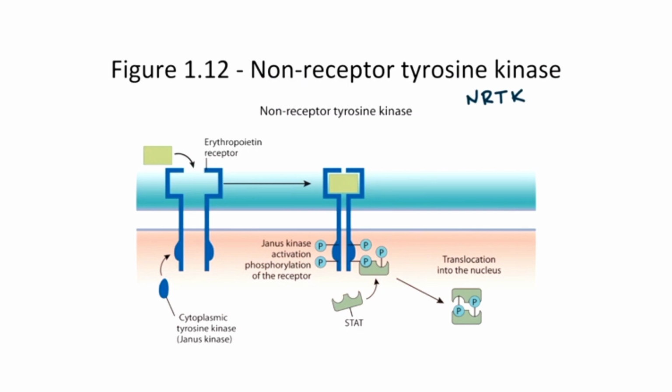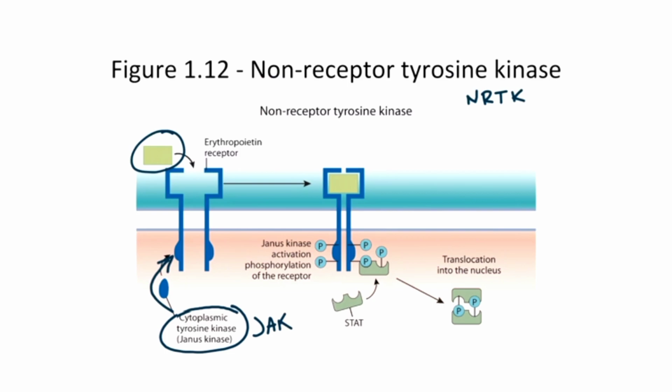NRTK. An NRTK acts as a receptor but does not have intrinsic kinase activity, hence the name non-receptor tyrosine kinase. Instead, NRTKs are associated with a cytoplasmic protein called Janus kinase, or JAK, which is responsible for the kinase activity. So this is the cytoplasmic tyrosine kinase, also known as JAK. So when a ligand binds to the NRTK receptor, you can see that right here, a conformational change attracts cytoplasmic JAK to the intracellular component of the NRTK receptor. So we can see that right here.